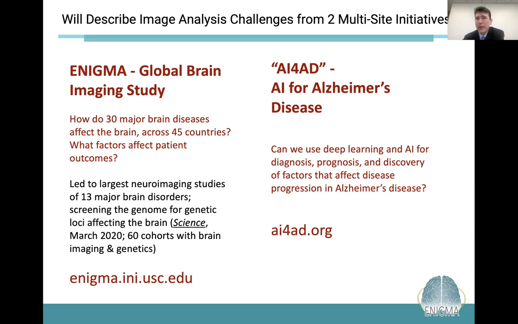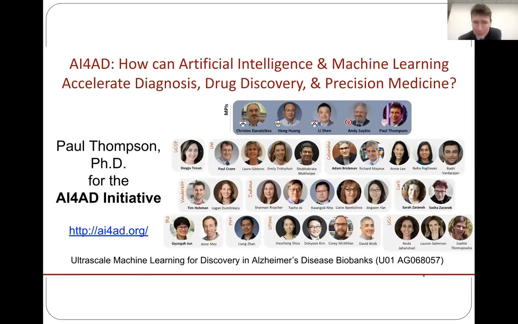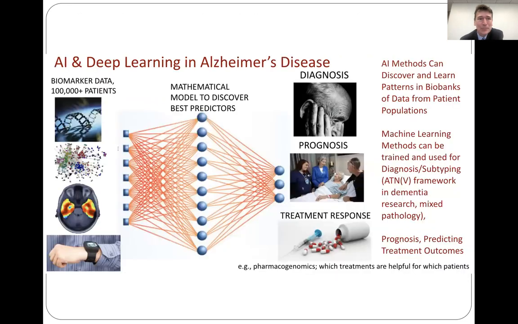Another project I'll talk about is AI for AD, which is all about using deep learning and AI for diagnosis, prognosis, and discovery of factors that affect disease progression in Alzheimer's disease. And the latter project, AI for AD, some of the people involved in this, many of them you might be known to you, are shown here.